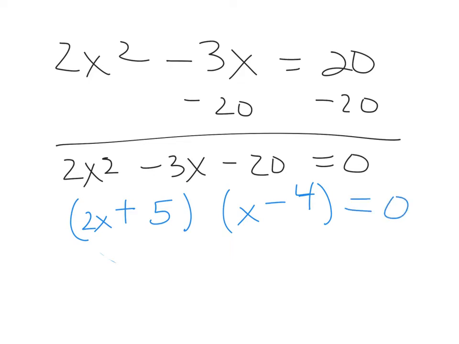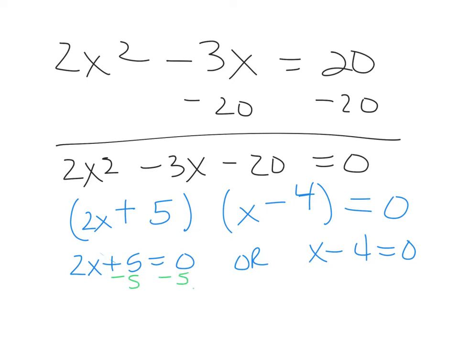So now I've got to actually solve. I set one side equal to 0. I factored. Now I'm ready to solve for my solutions. So either 2x plus 5 equals 0 or x minus 4 equals 0. So I've got to solve both of these. In the first one, I'm going to subtract 5 from both sides.